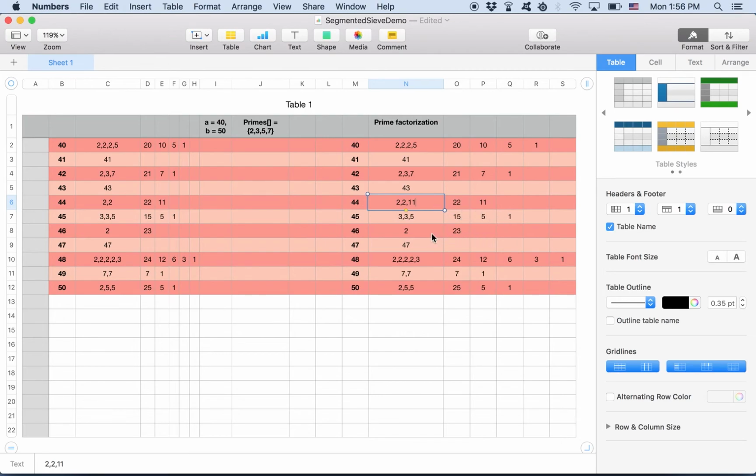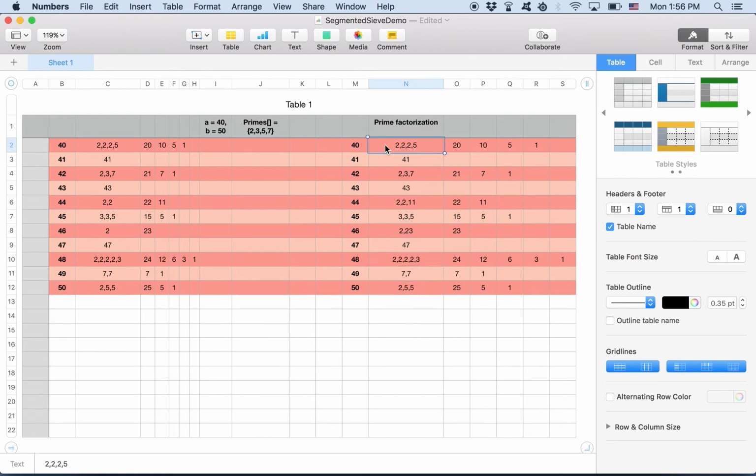Do we have another example like that? Yeah, we do. Okay, so 46, when we divided by 2, became 23, and we did not touch it. It did not become 1, so we write 23 here. And that's it. Now you see we have all the prime factorizations of each of the numbers in the range.